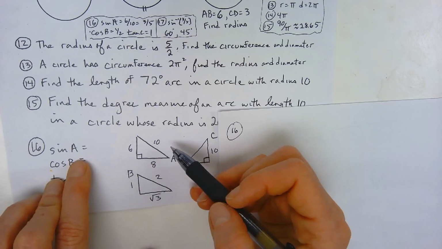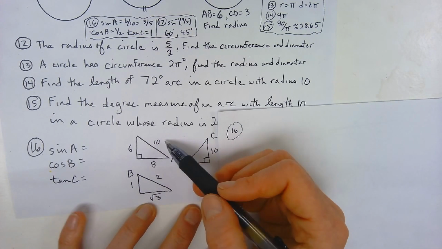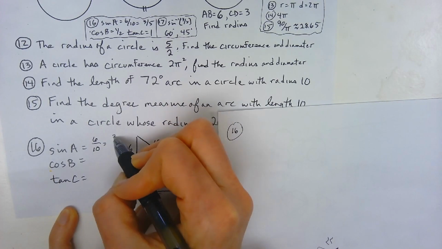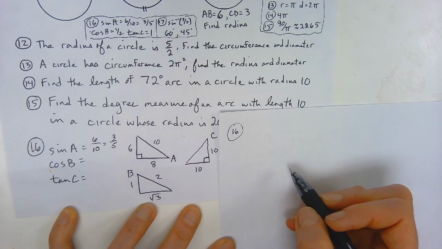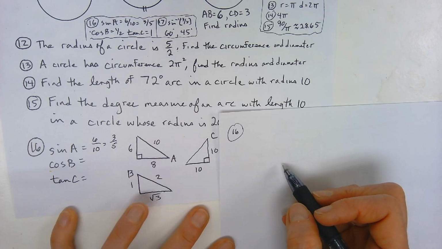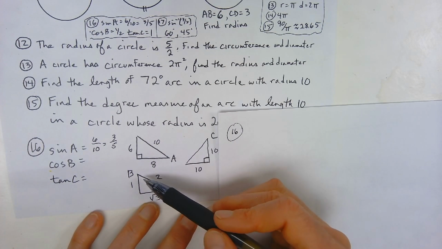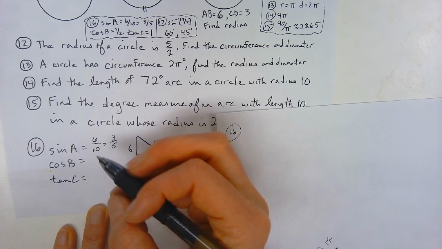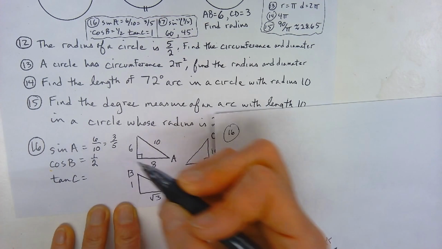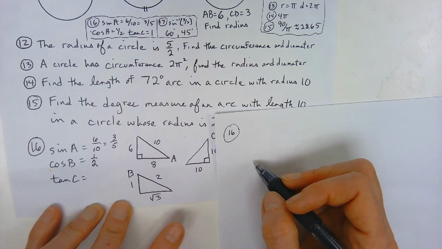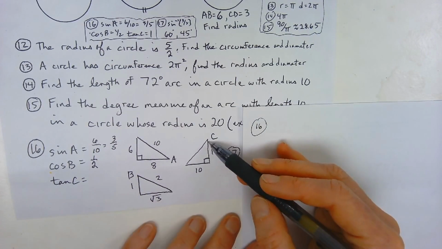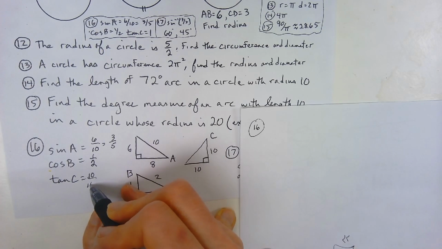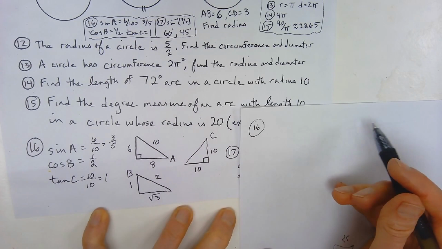So the sine of A is equal to opposite over hypotenuse, that's 6 over 10, and you can simplify that to 3 over 5. Cosine of B. Here's B. Cosine of B is equal to adjacent over hypotenuse, so that's 1/2. And tangent of C is equal to opposite over adjacent, so that's 10 over 10, so that's equal to 1.